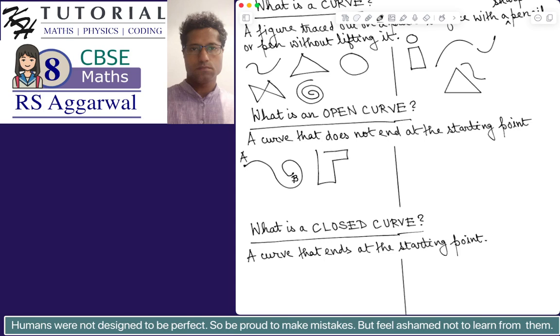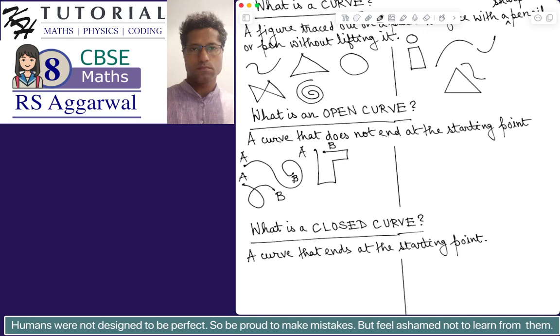Other examples are, this is also an open curve. As you can see, this was the starting point and this is the point where I ended when I finished drawing the curve. So this is an open curve. I am referring to the starting point as A and the end point as B. So A and B do not coincide. Other examples, I am taking some examples from the book. This was the starting point and this is the end point, and they are not the same.